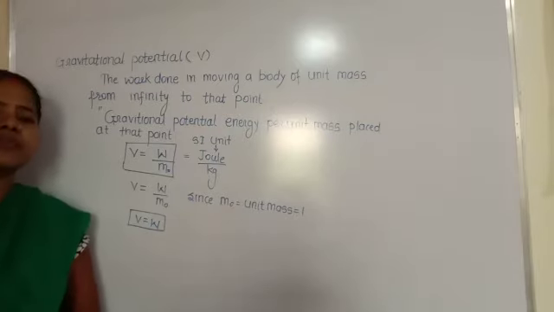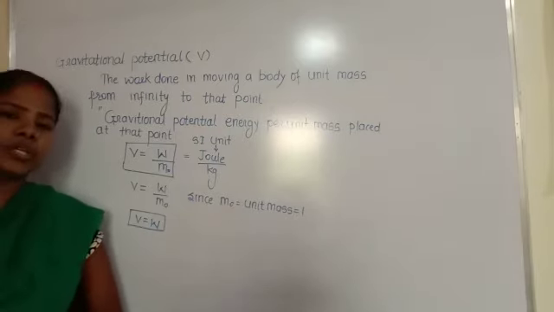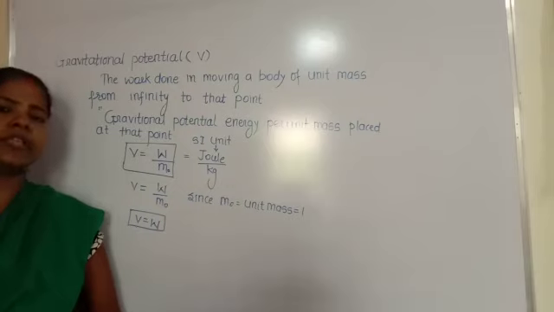Okay, so in the last class we saw the relation between the gravitational potential and the gravitational field intensity, means the relation between E and V.